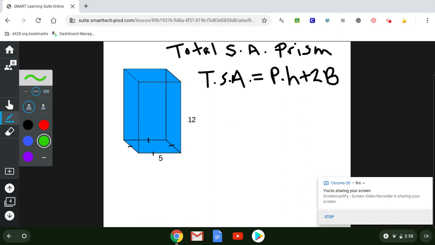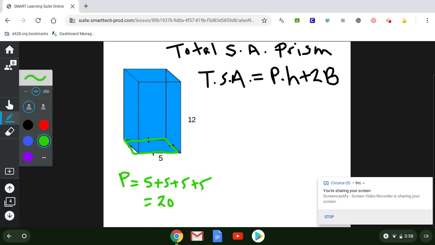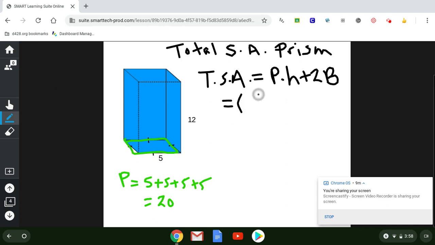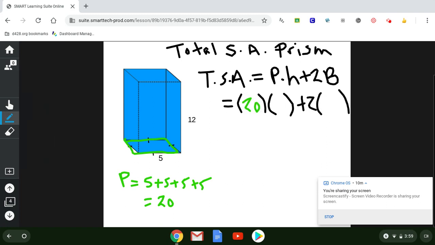So first, my perimeter. Remember, to find perimeter, it's adding up all the sides. And down here I have a square. I know that because I have tick marks. So my perimeter is going to be 5 plus 5 plus 5 plus 5, or 4 times 5, which is 20. So over here, in my total surface area, I need to put perimeter, the height, and the area of the bases. My perimeter is 20, so I can put that in. And then I need the height of the solid. Remember, that height is talking about this here of the 3D solid, which is 12.